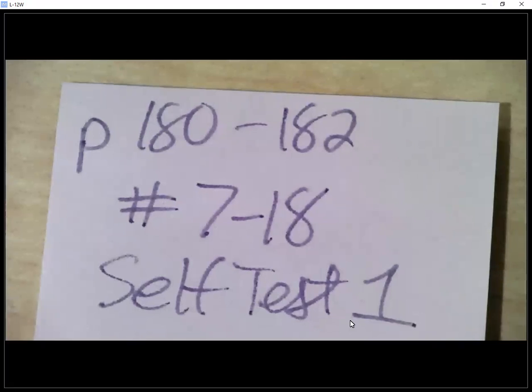Is it 7 through 18, or is that the self-test? No, the end. Yes.